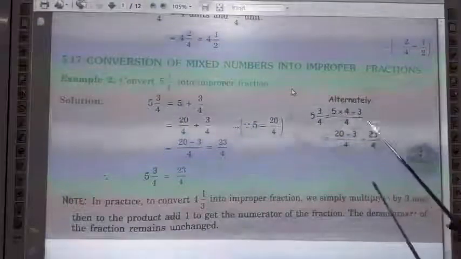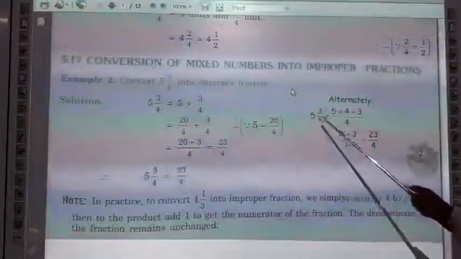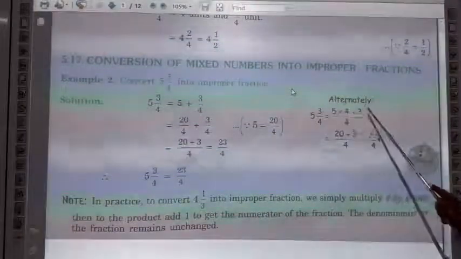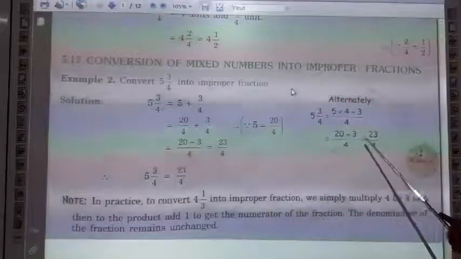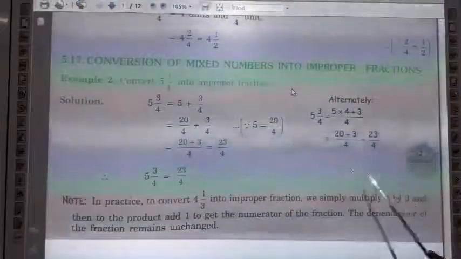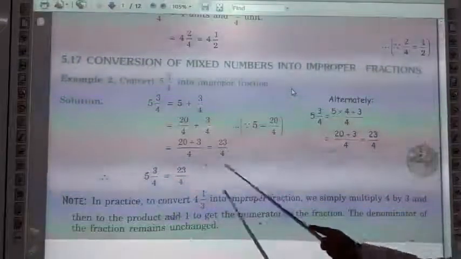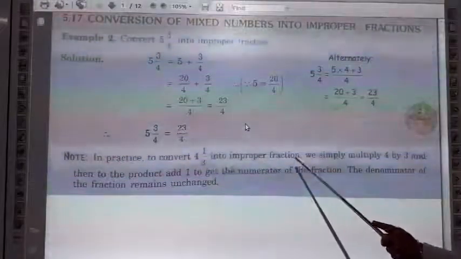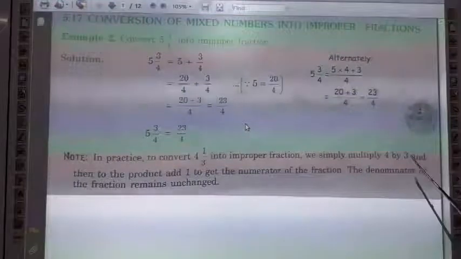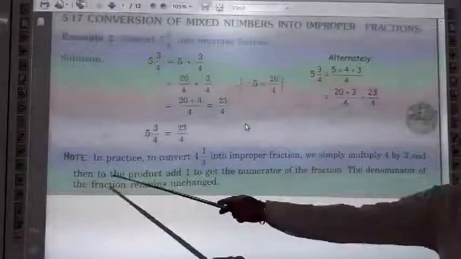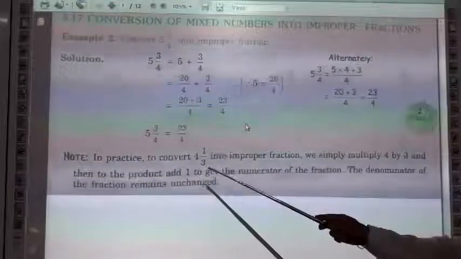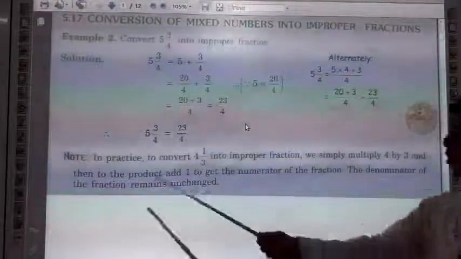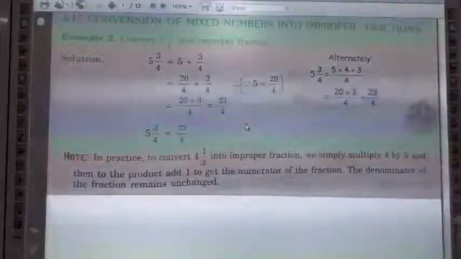Now the other alternative method: 5 3/4 is equal to (5 multiplied by 4 plus 3)/4. 5 fours are 20, plus 3, is 23/4. Note, in practice, to convert 4 1/3 into an improper fraction, we simply multiply 4 by 3 and then to the product add 1 to get the numerator of the fraction. The denominator of the fraction remains unchanged. Okay.